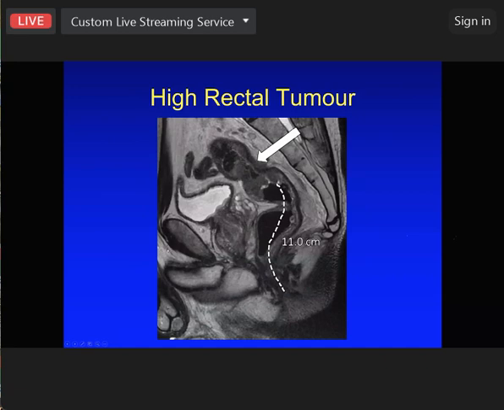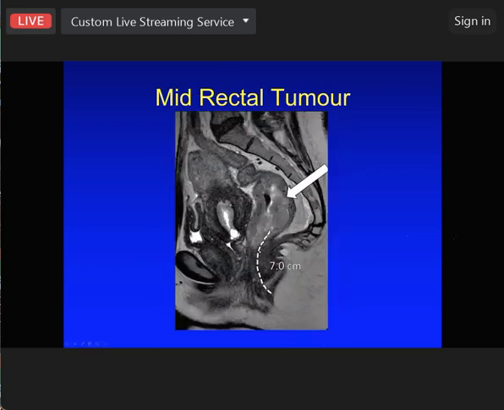So these are sagittal T2 weighted MRI scans. This is a male patient. You can see the prostate gland there. You can see the seminal vesicles, the bladder. And here is the tumor. There is the sacrum. There is the rectum in longitudinal section. This is the tumor. And a line traced from the anal verge shows that the most distal tumor is at 11 centimeters, so it's a high rectal tumor.